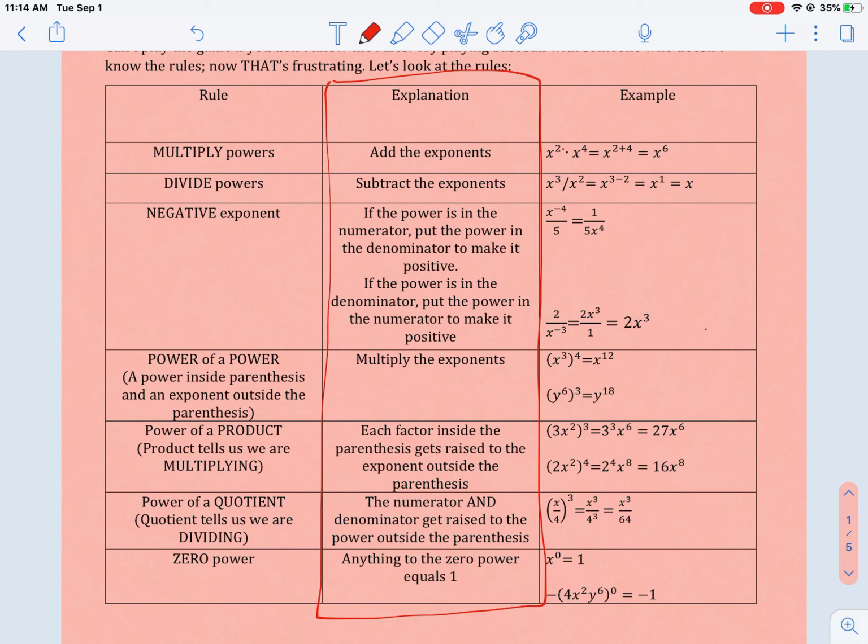So when you're multiplying two powers, you should be able to tell me, add the exponents. When you divide powers, subtract the exponents. What to do with a negative exponent? A power of a power, power of a product, power of a quotient, and the zero power. You've just got to know what to do and when to do it. The most common things people have trouble with are negative exponents, and sometimes this power of a product rule.